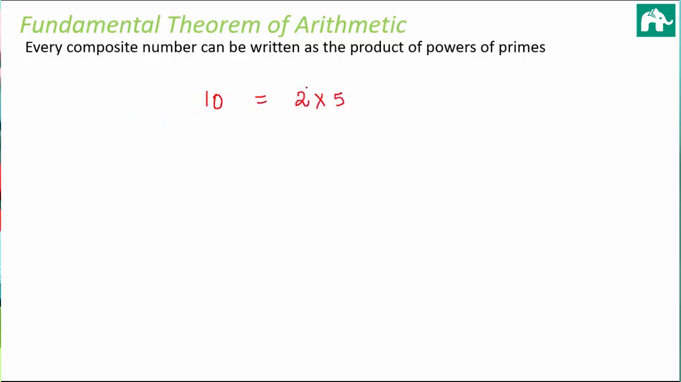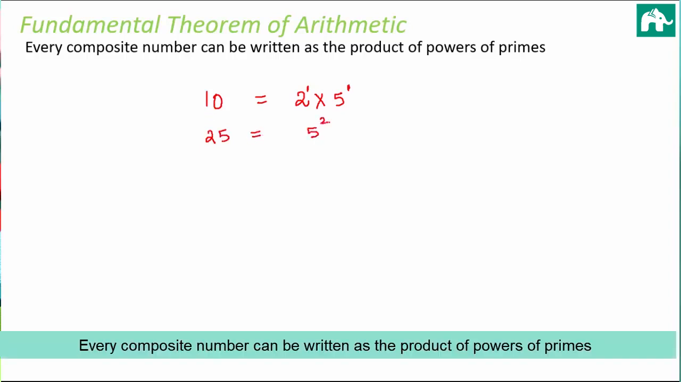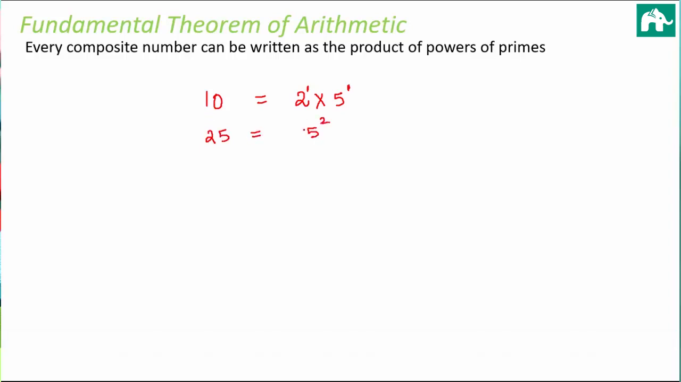2 into 5, which is a product of power of prime, because the power here is 1, but 2 and 5 both are prime numbers, right? If you talk about 25, 25 is 5 into 5, that is 5 to the power 2. So 5 again is a prime number. Think of 91. It is 13 into 7. So both 13 and 7 are prime numbers again. Talk about 455. That is 13 into 7 into 5. So basically when you do the prime factorization, no matter how big the number is, if it is a composite number, you will be able to write that as a product of powers of primes.